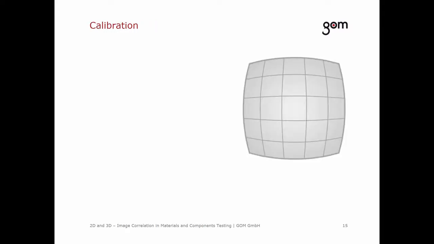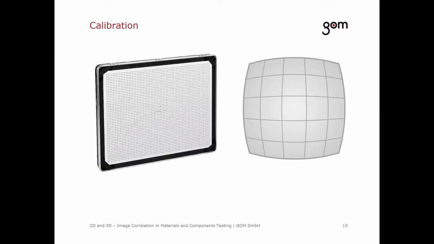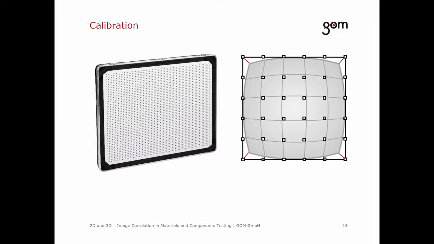Here you see another picture of a barrel distortion. To prevent distortion, standardized geometries such as calibration panels are used. What are the advantages of the calibration? You use a rigid geometrical construction to compensate the lens distortion.